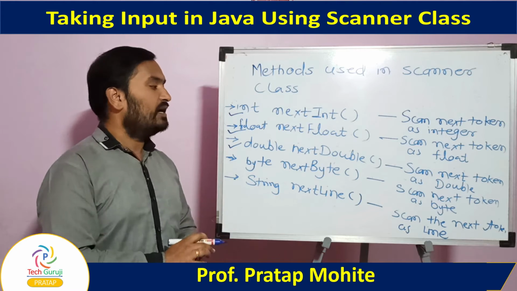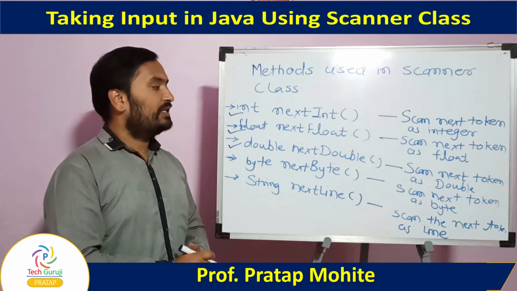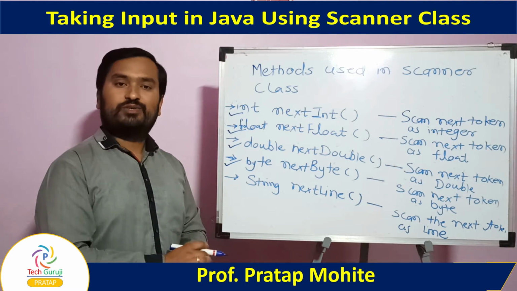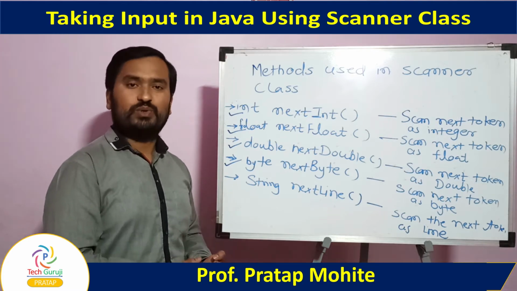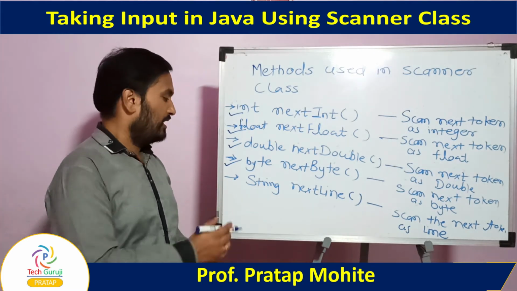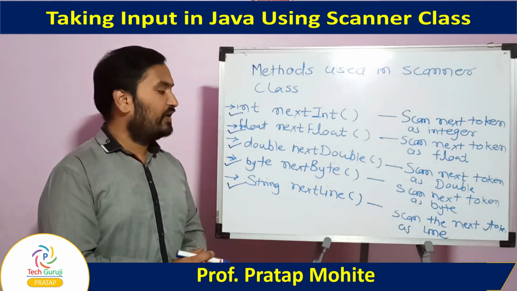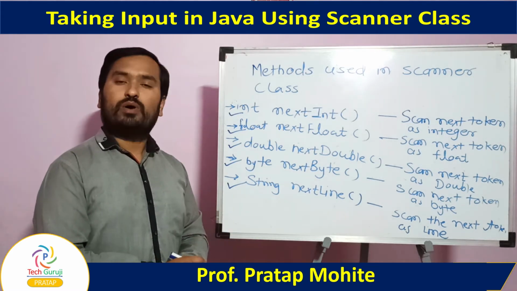The next method is nextDouble, which scans the next token as a double. Then nextByte is a method which is used to take bytes as a token. And last is the string, that is the nextLine method, which scans the next token as a line.